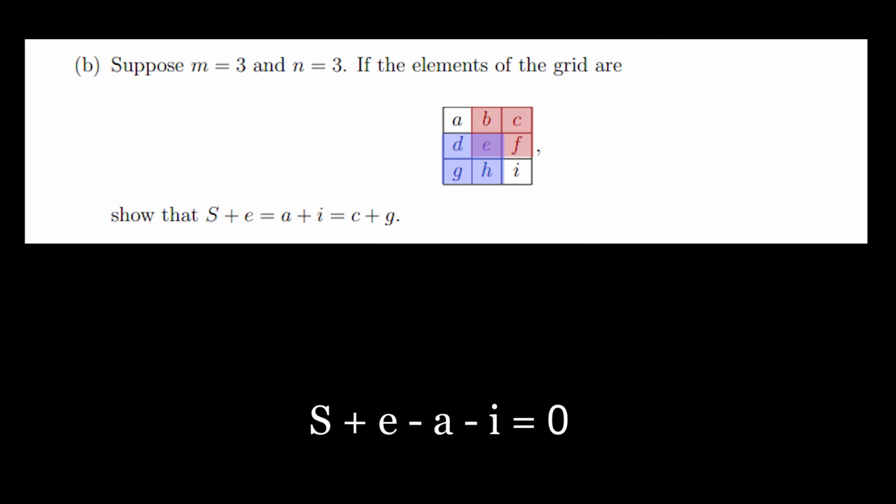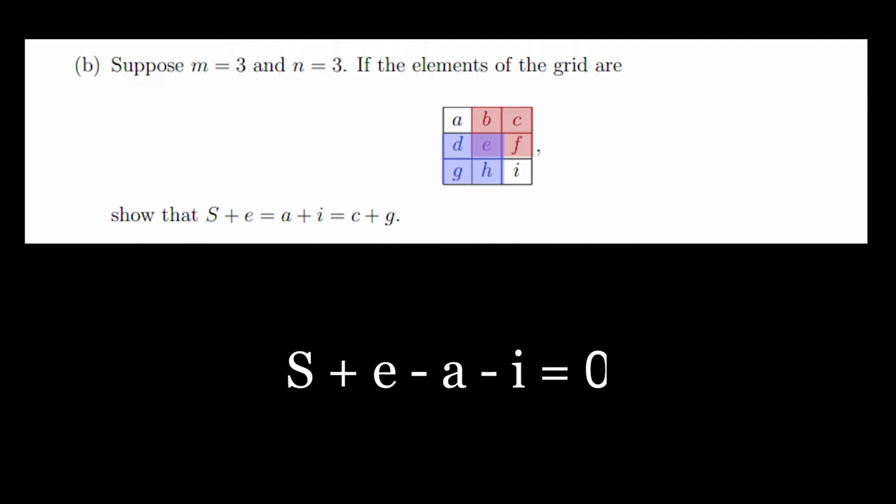Afterwards, this is what I get. Let's rearrange the equation, and boom! We've proved half of the equation. Now, we still have to prove the second half, which is S plus E equals C plus G. But this is easy, because we can basically do the same thing with a different set of opposite subgrids.